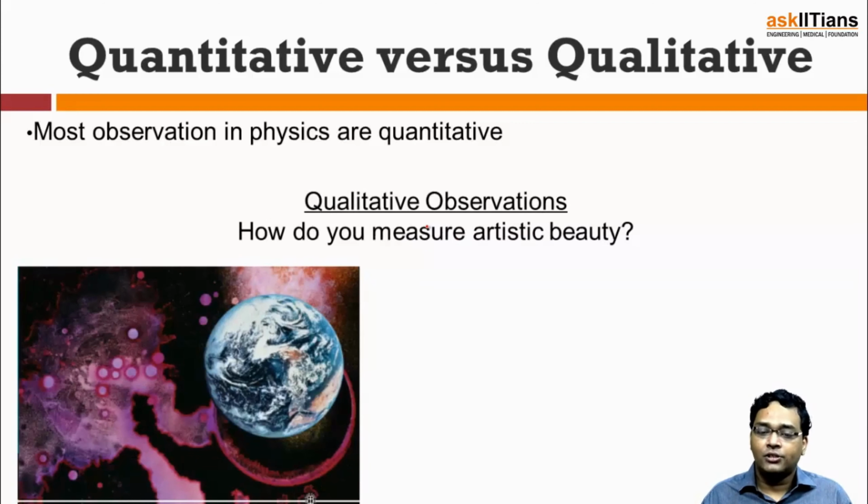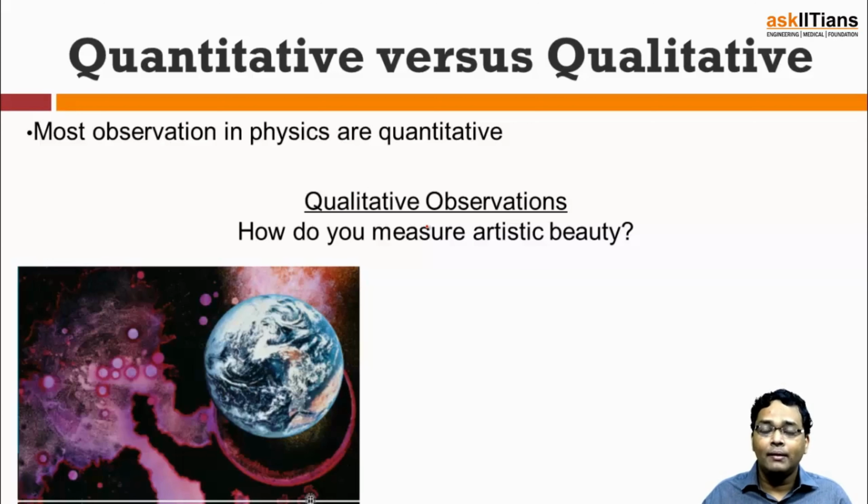There are many observations which are quantitative, there are many observations which are qualitative. If you look at any galaxy, for instance, until and unless you measure how far the galaxy is from Earth or from the solar system, and similarly what is the extent of that galaxy, how fast it is accelerating or decelerating, or how fast it is expanding or contracting, you cannot really say. Just by looking at it, at the most you can say that it's beautiful, that's it.